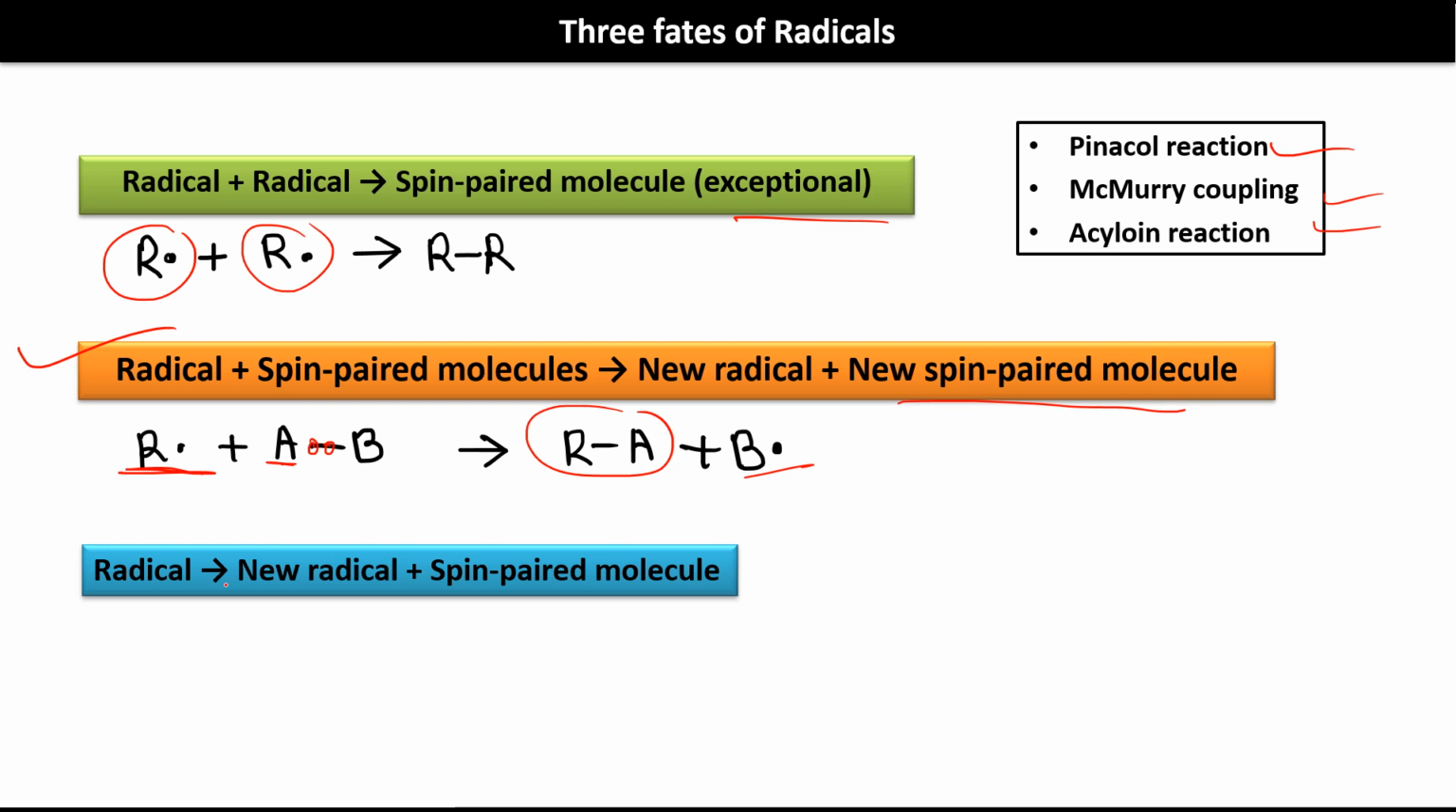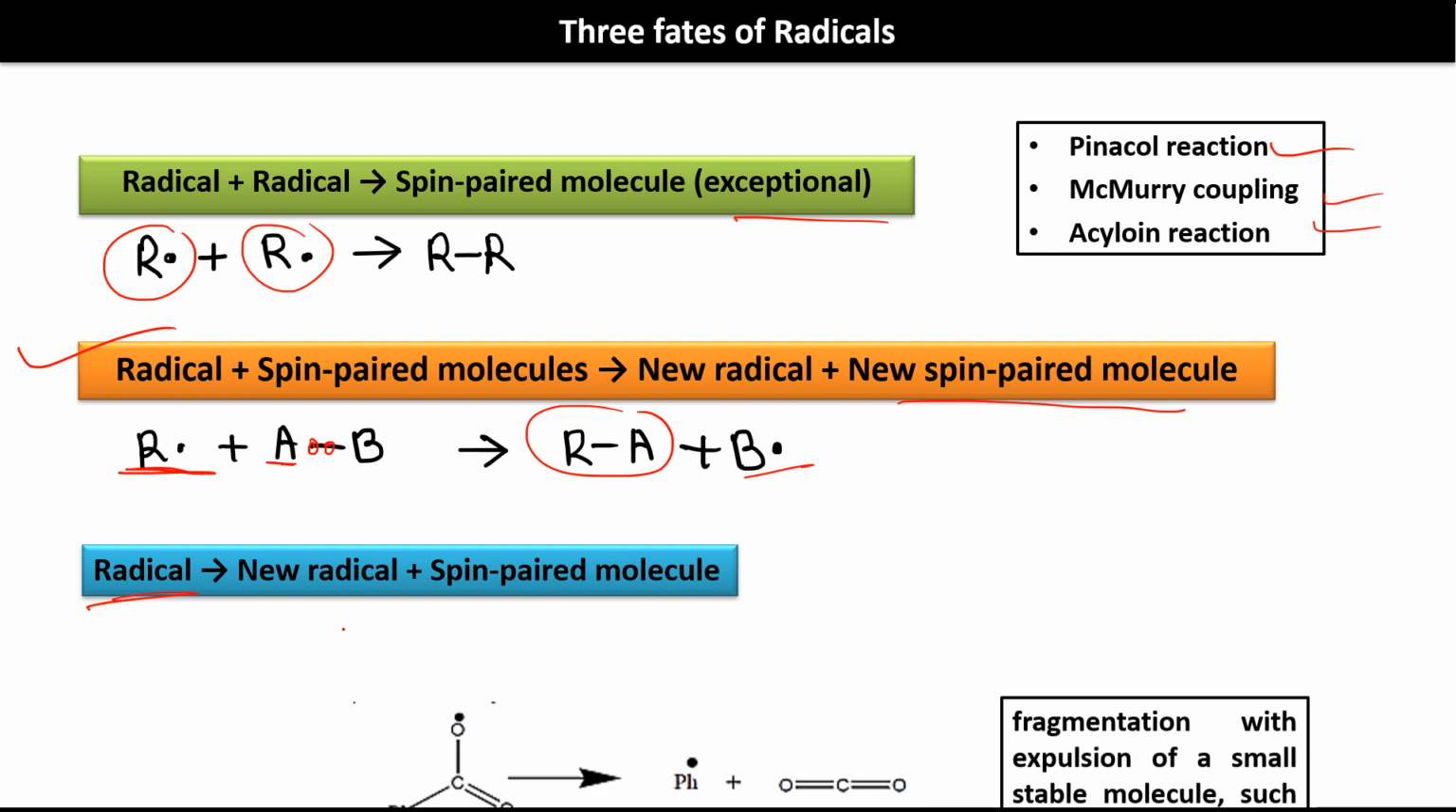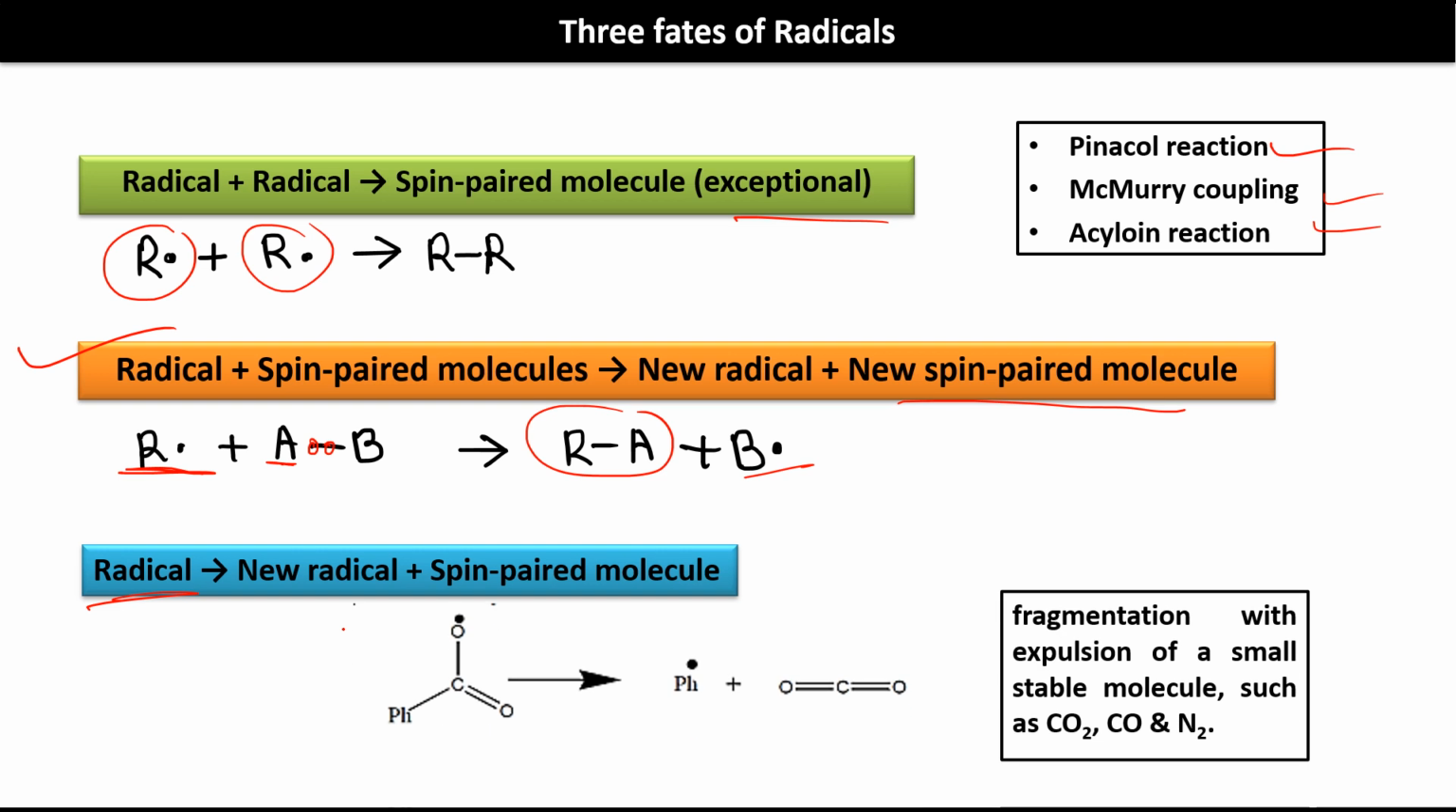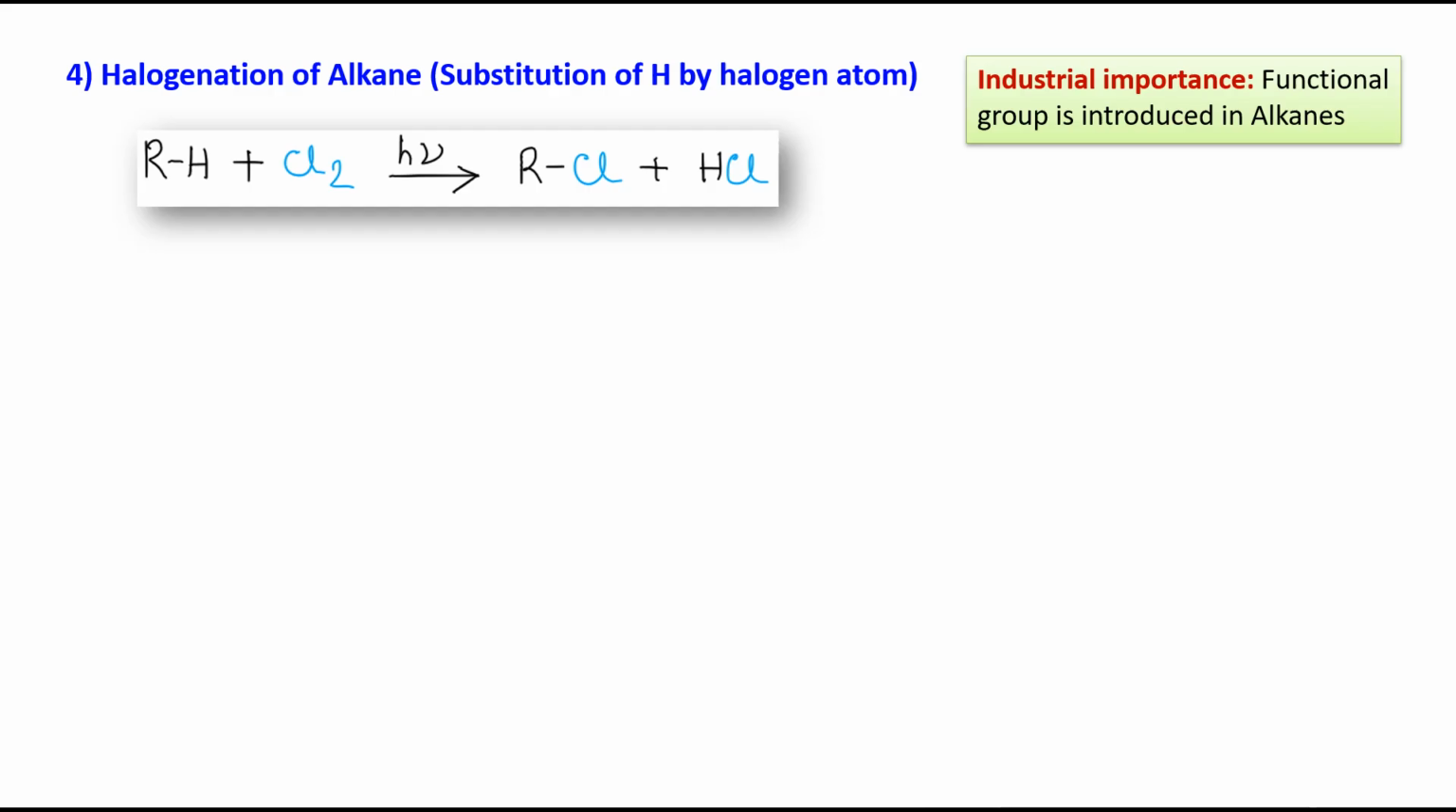Though there is one more type, where a single radical fragments to a new radical, which is Ph dot, and CO2. This type of reaction is mostly observed with expulsion of small stable molecules such as CO2, CO and nitrogen. Here we are seeing CO2. But we are continuing with the reactions related to the second type, which is the most common. Under this type, we finished addition in the last class. In today's class we will start with different types of substitution.